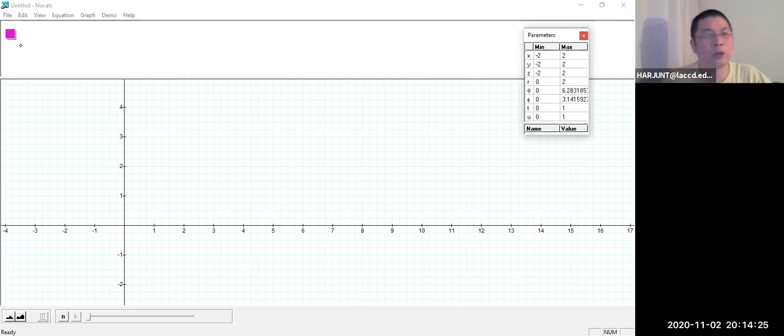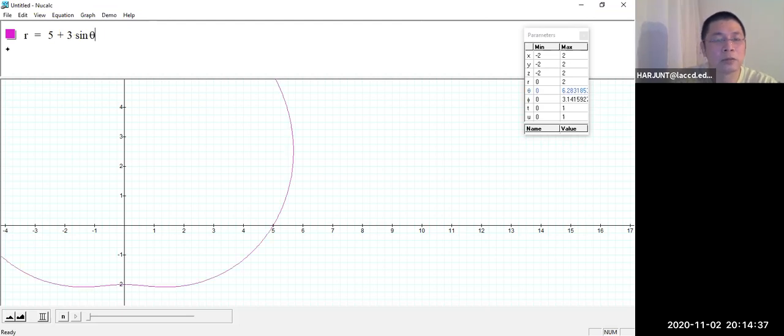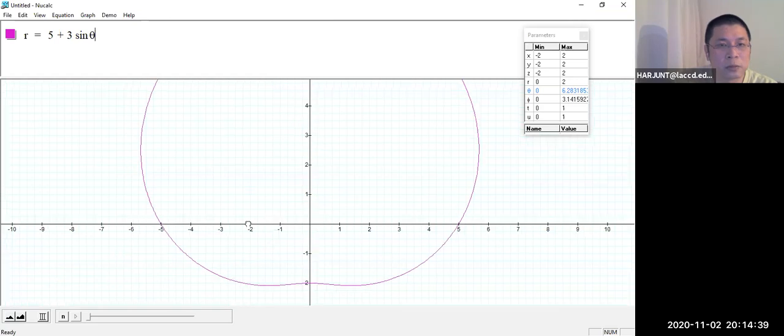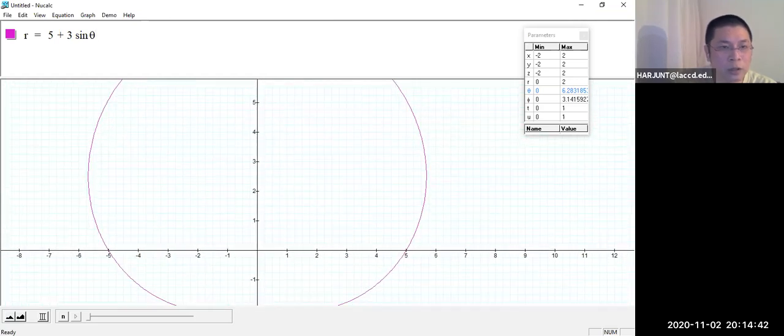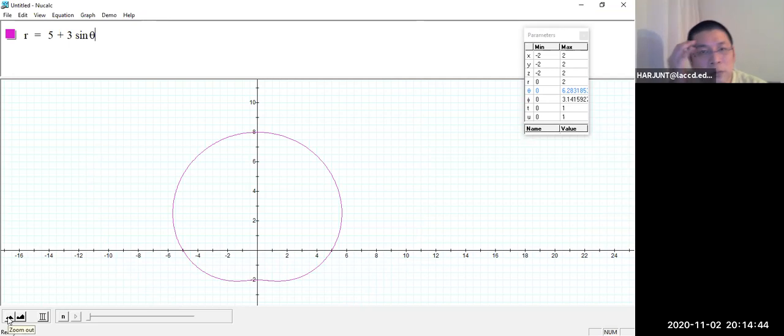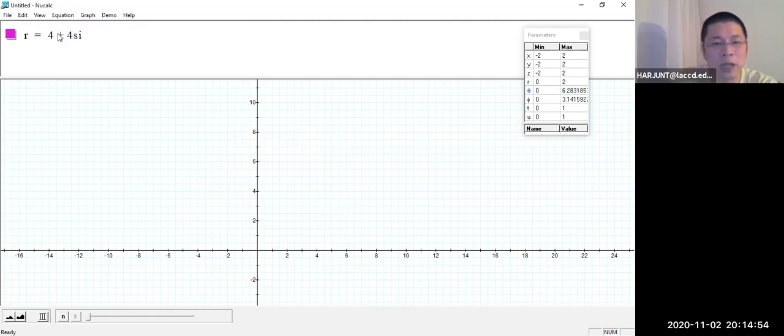So the first one, r equals 5 plus 3 sine theta. That's what it looks like. That's what we had earlier. Okay. Now let's change that. It becomes the same, 4 plus 4 sine theta. That's what it looks like. It goes through the origin.